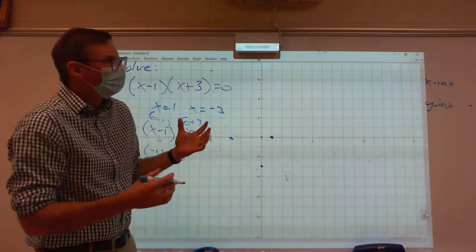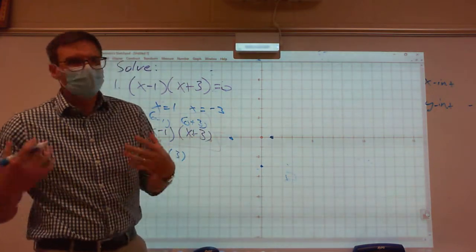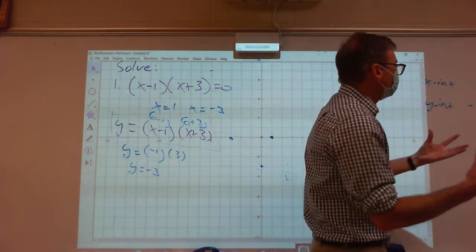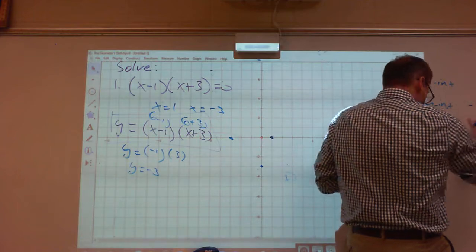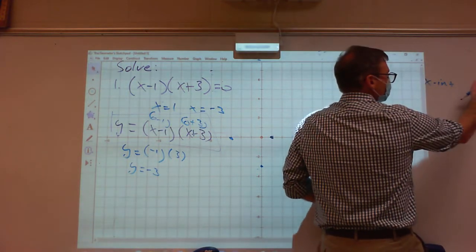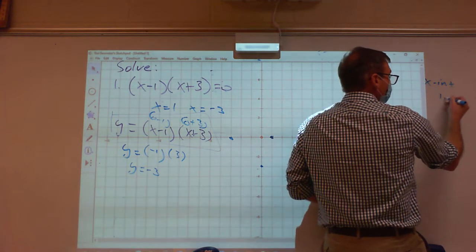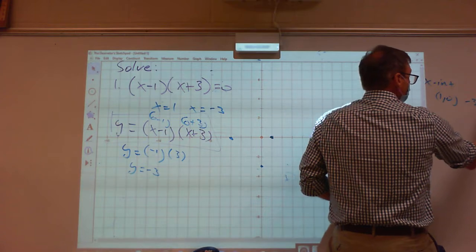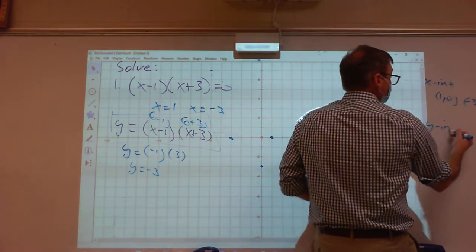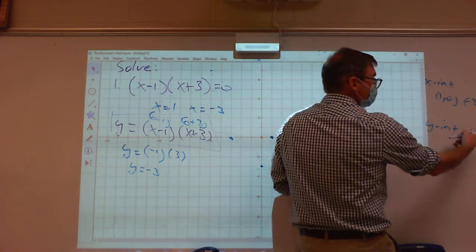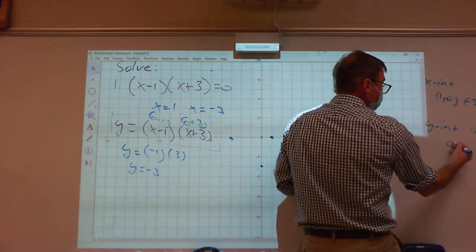Now, officially, when you have to write this down on a quiz or a test, you just can't say x-intercepts at 1 and -3. You have to give me the coordinate. If your x-intercept is 1, that's actually the coordinate 1, 0. And instead of -3, you'd say that's the coordinate -3, 0. And as far as my y-intercept goes, instead of just saying -3, you have to say it's the coordinate 0, -3.